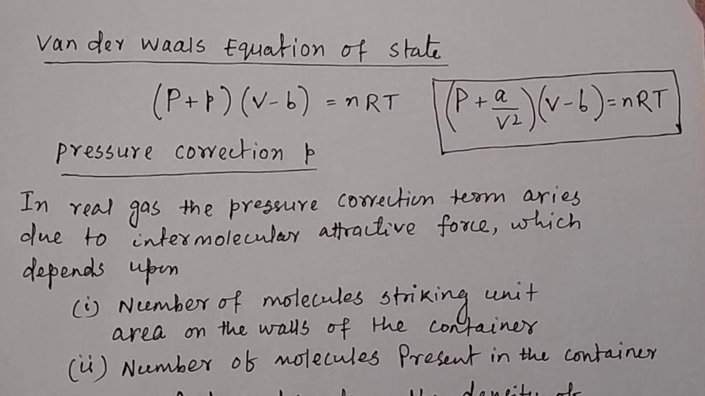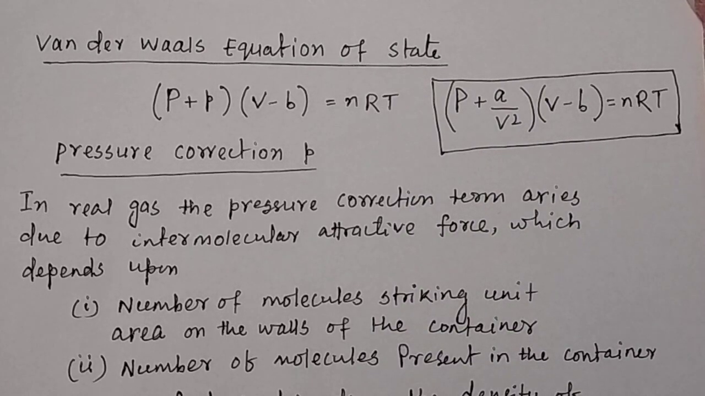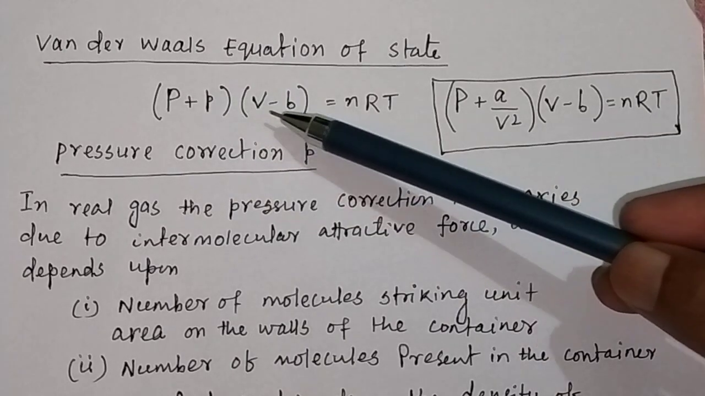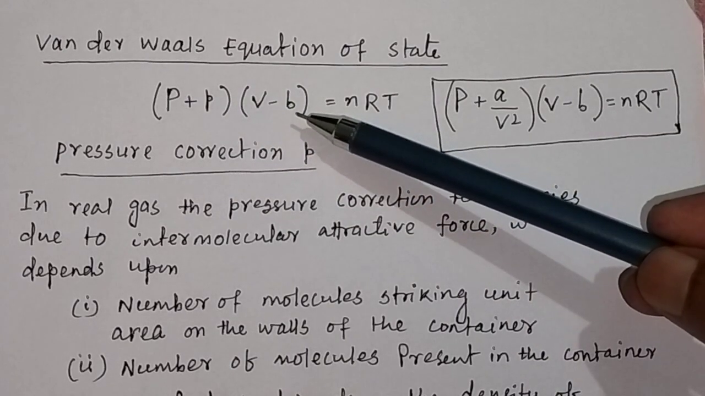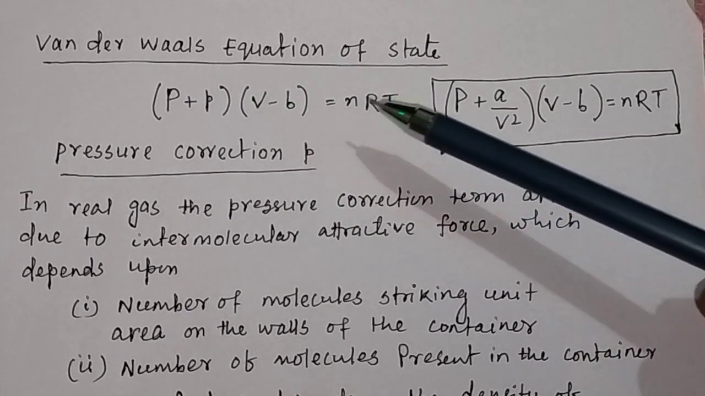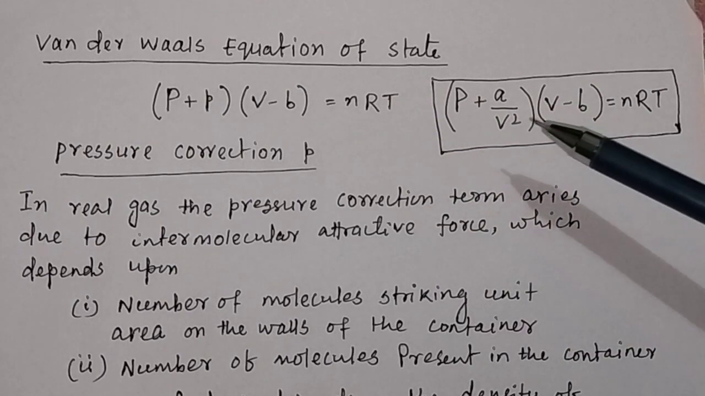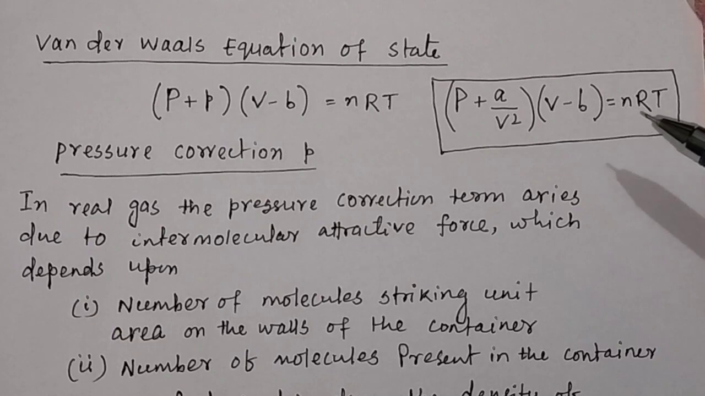Van der Waals equation of state for real gases. In an ideal gas, we have the gas equation PV equal to nRT, but in a real gas, you have a pressure correction term small p and you have a volume correction term b. So the Van der Waals equation is (P plus a by V squared) into (V minus b) equal to nRT.